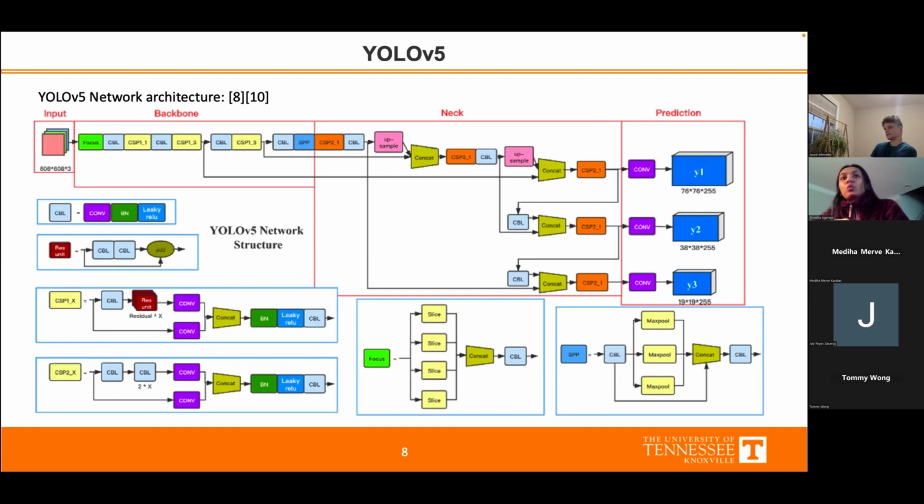Now, my question to you is why in YOLO final prediction we have got 3 heads? Why is that? Why is there Y1, Y2, Y3? We got 3 heads in YOLO V5.